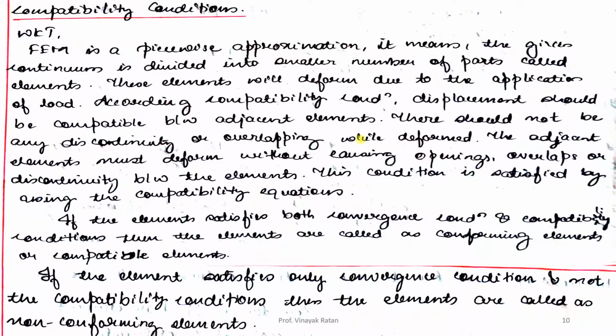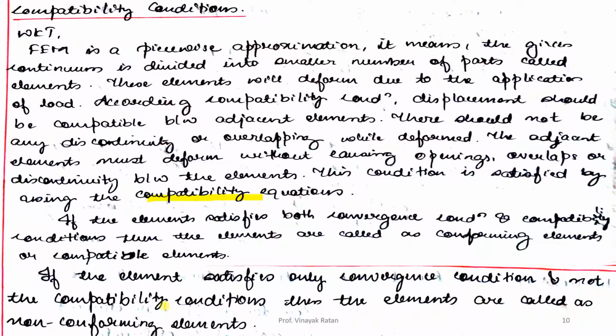The adjacent elements must deform without causing any openings or overlaps, especially when you are doing it in software. There should not be any openings, overlaps or discontinuity between the elements. This condition is satisfied by using the compatibility equations. There are 6 compatibility equations which you come across.